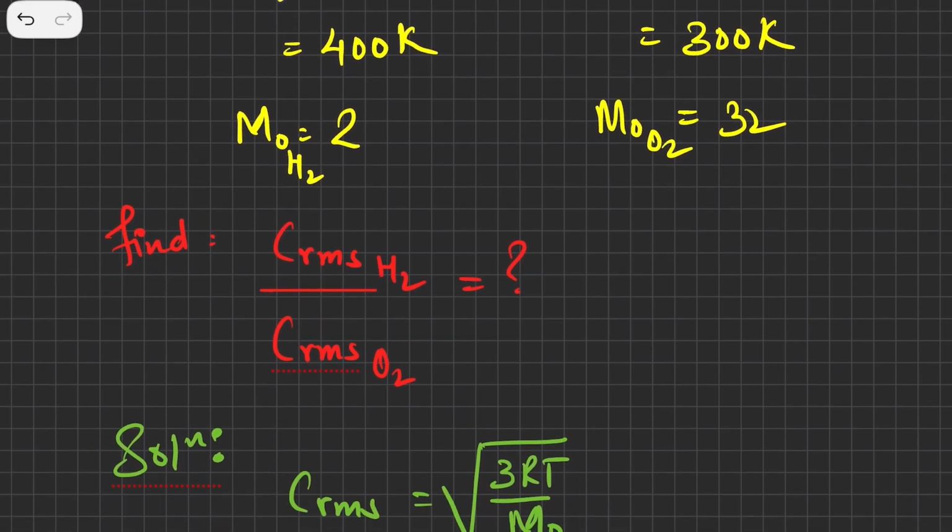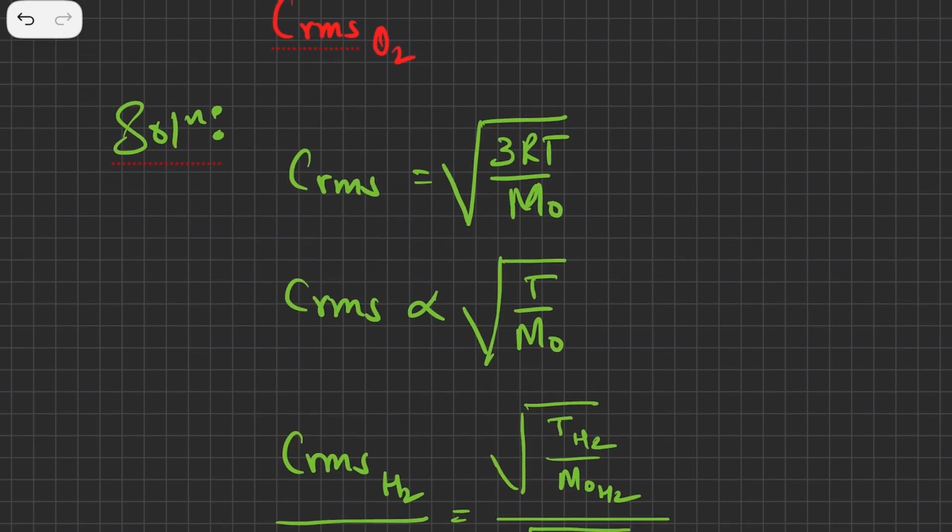And they are asked to find out the ratio. So CRMS, RMS velocity of hydrogen and RMS velocity of oxygen molecule. This is something they are asking to find out. Again, the same formula will apply. CRMS is equal to square root of 3RT by M0.